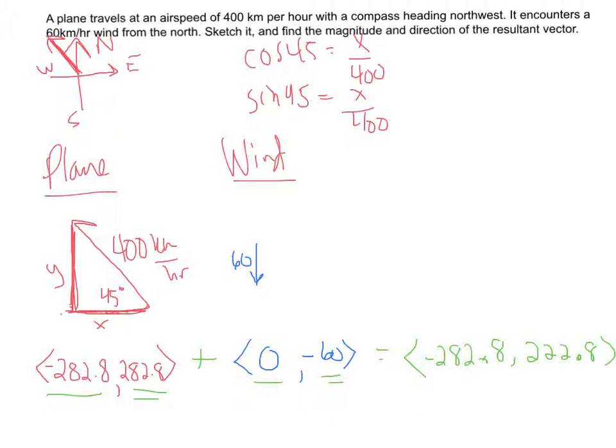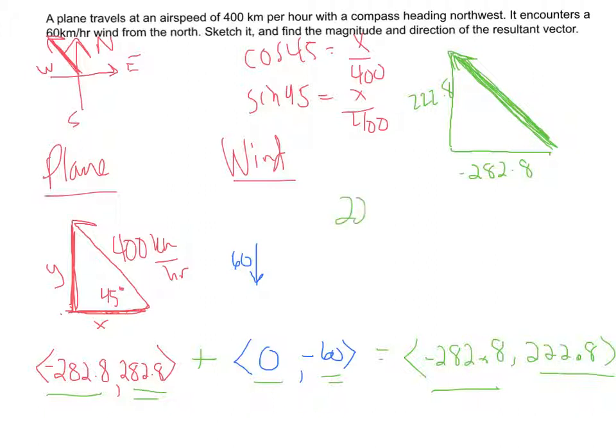So it asks us to find the magnitude and direction of that vector. What this is telling me is that the vector is going to have an x value of negative 282.8 and a y value of positive 222.8. So this is going to be our resultant vector right here. We need to find that magnitude. So to do that, we're going to use the Pythagorean theorem. 222.8 squared plus negative 282.8 squared is going to equal the magnitude squared. So I'll type this into my calculator.